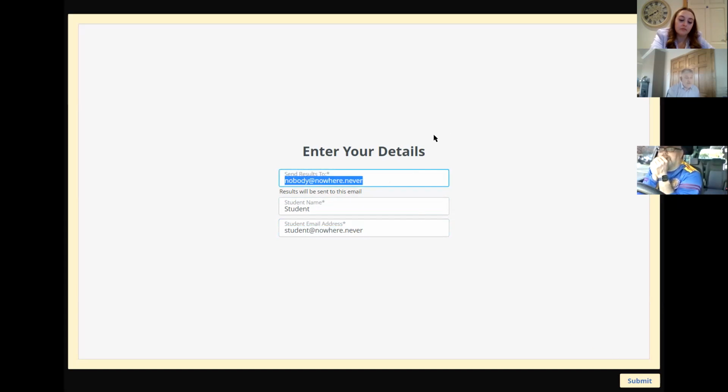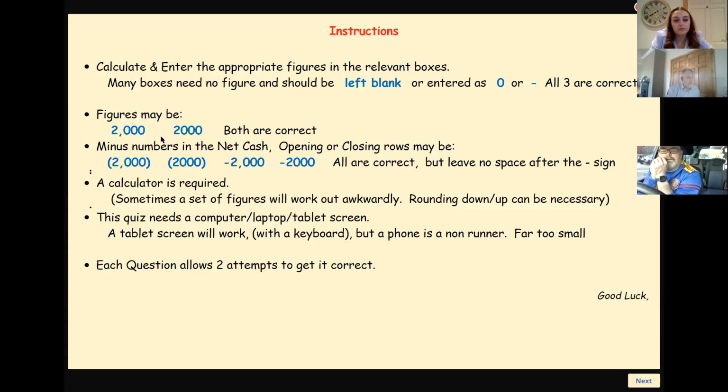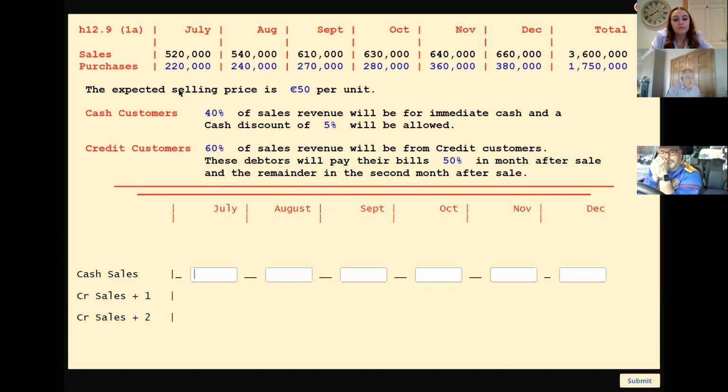If they don't want to do it, it's left as a default. It can't be blank, so it's filled in as nobody@nowhere.never. So it's going to get sent to nobody@nowhere.never. I really doubt that exists, and if it does, they really must hate me at this stage anyway. It's coming from student, and the student email default is student@nowhere.never. Obviously such a thing doesn't exist, but I can click it and it goes in. There's some information about the type of formats I can use.